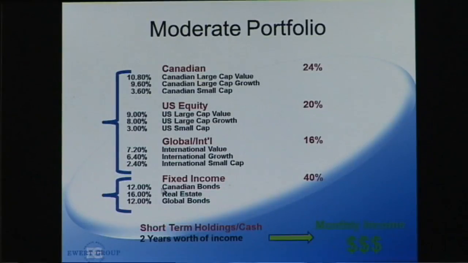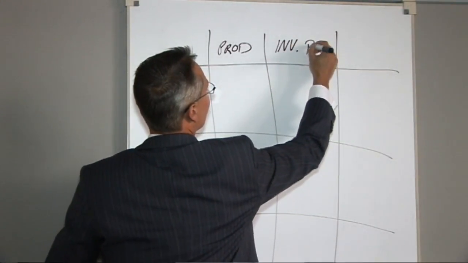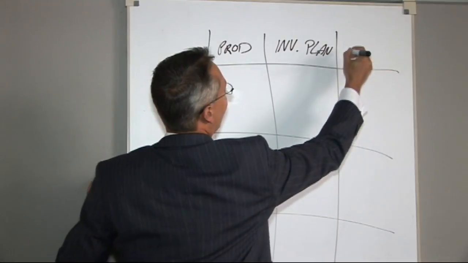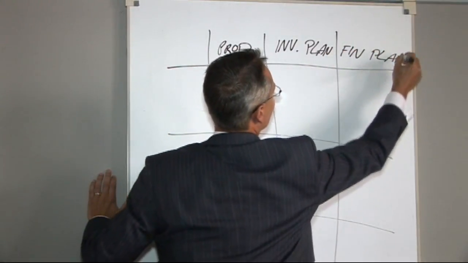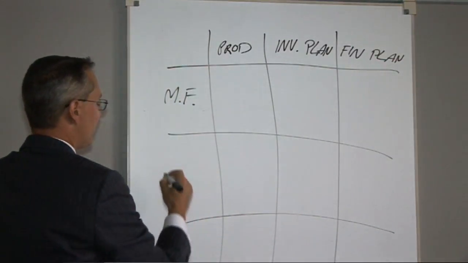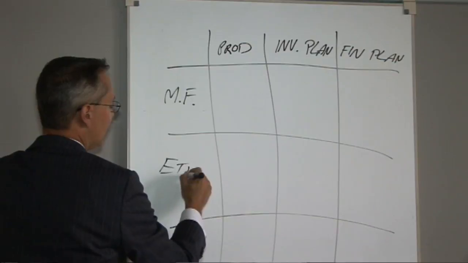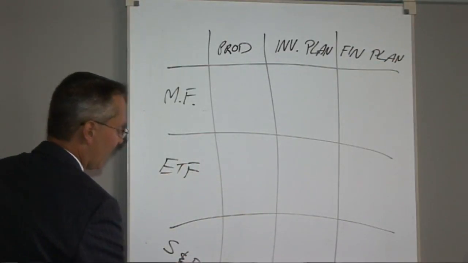So in 2013, that part of the portfolio didn't do well at all. There's going to be the cost of the investment planning, and then there's going to be the cost of the financial planning. So we've got mutual funds as an investment. We could use something like ETFs, or we could build a portfolio with individual stocks and bonds.